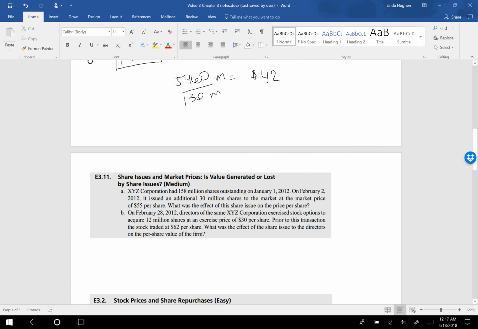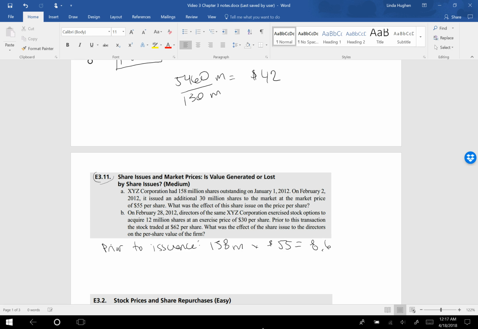Let's go down to this problem we have here, E3.11. Pretty basic examples that kind of show the point how firm value is not affected. A, XYZ Corporation had 158 million shares outstanding. On February 2nd, it issued an additional 30 million shares at a price of $55 per share. All right, so we're going to do the same thing here. Prior to issuance, firm value was 158 million times $55 per share.